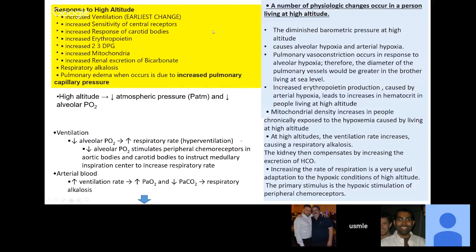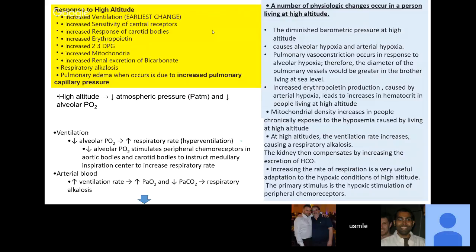So the response to high altitude, we went over this very fast. Ventilation is going to increase because you need more air. Sensitivity of the central receptors is going to be increased because CO2 increases and oxygen decreases. Carotid bodies, which are the baroreceptors and chemoreceptors, are going to be increasing. Erythropoietin will be produced to have more RBCs. And remember, 2,3-DPG within the red cells is going to increase to catch as much oxygen as possible. Mitochondria are increasing to increase the respiration of the cells.